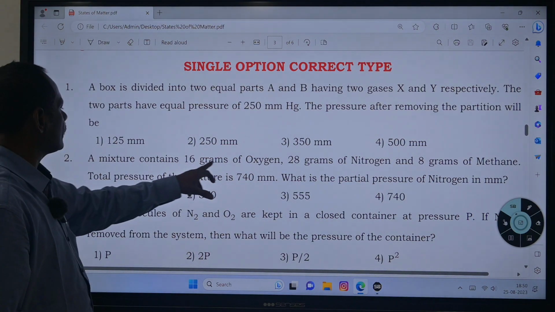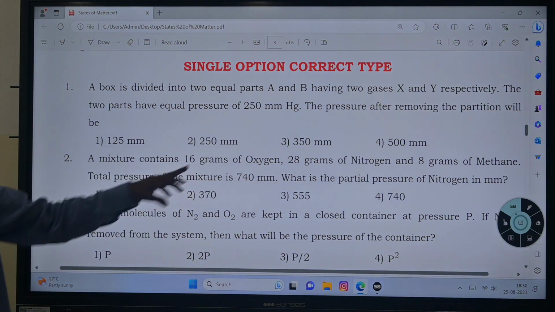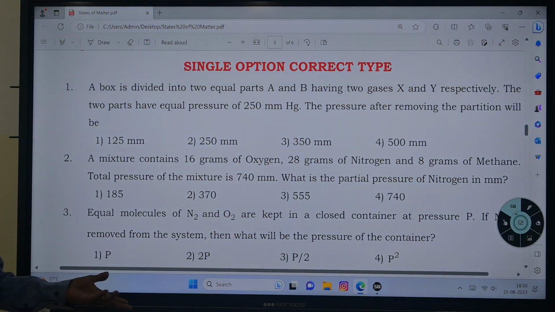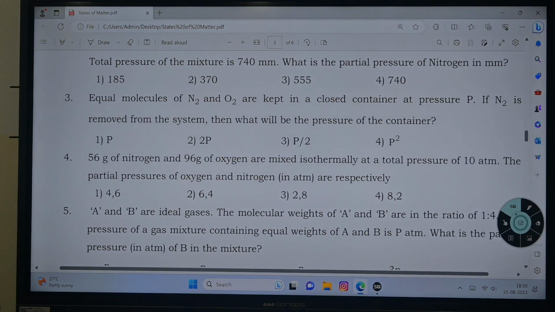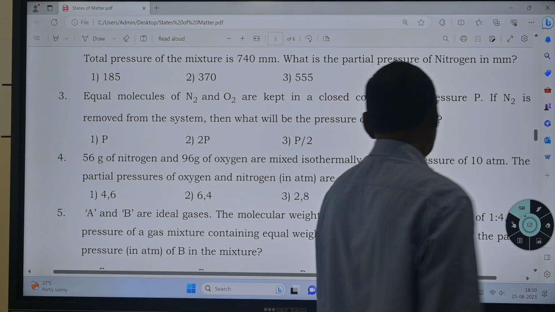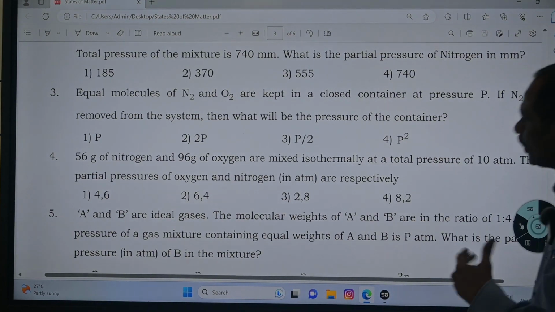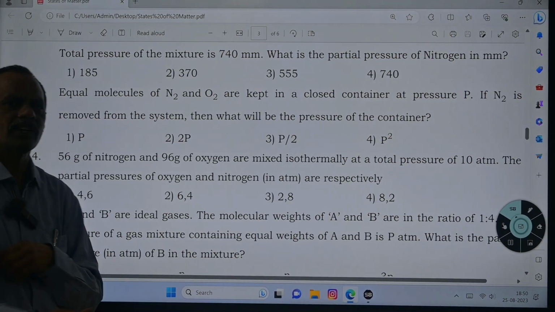A mixture contains 16 grams of oxygen, 28 grams of nitrogen, 80 grams of methane. Total pressure of the mixture is 740. What is the partial pressure of nitrogen? It is a very common model. Equal molecules of nitrogen and oxygen are kept in a closed container at a pressure P. If nitrogen is removed from the system, what will be the pressure of the container?